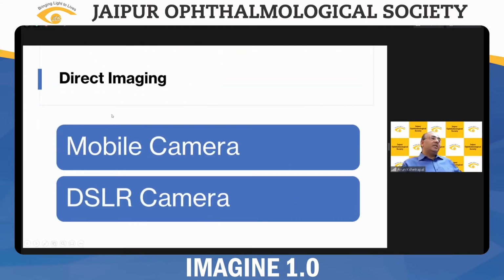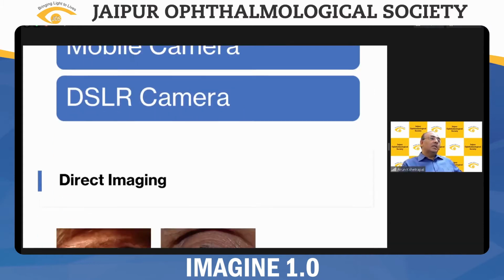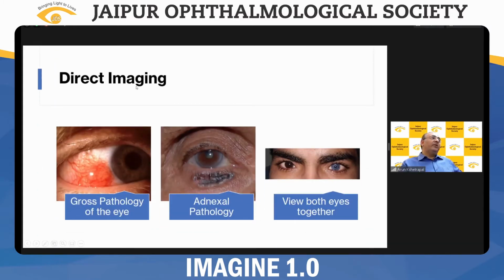So direct imaging, you can do directly, imaging the eye with the help of a mobile camera or a DSLR camera. So where will you use direct imaging? I usually use it to show the gross pathology of the eye, something like a nodular episcleritis or adnexal pathology. They're best demonstrated by direct imaging. You don't need a slit lamp for them. Or when you want to show both the eyes of the patient, as here in this case, showing a heterochromia.